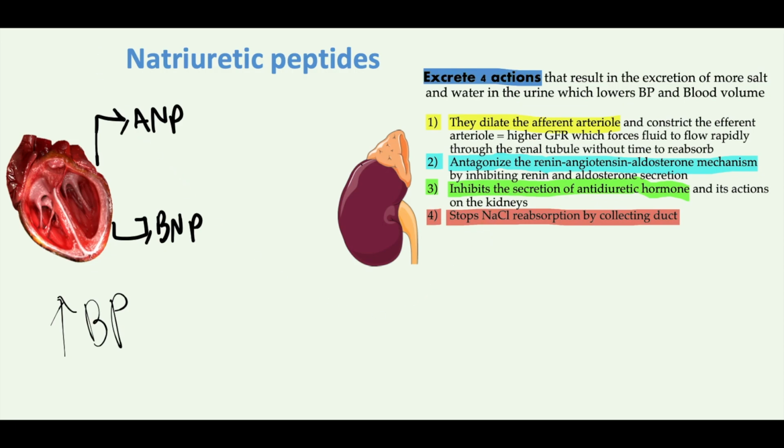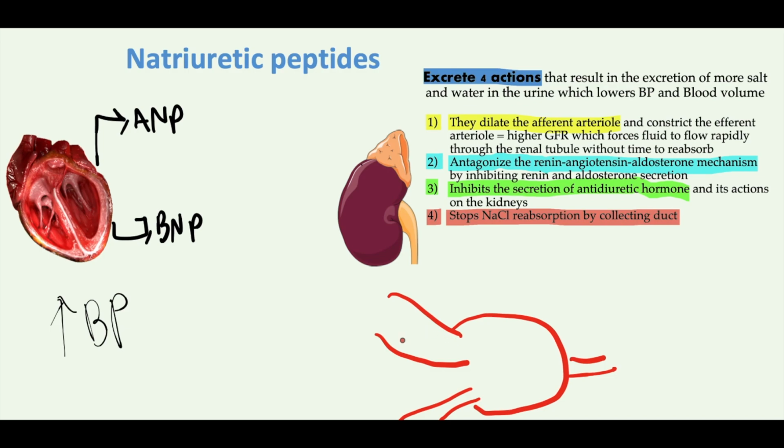The first is the dilation of the afferent arteriole. Let's say this is my afferent arteriole, and they also constrict the efferent arteriole. Let's say this is my efferent arteriole, and this is my renal corpuscle and renal tubule. Dilation of the afferent arteriole increases the glomerular filtration rate, since there's a higher blood flow.